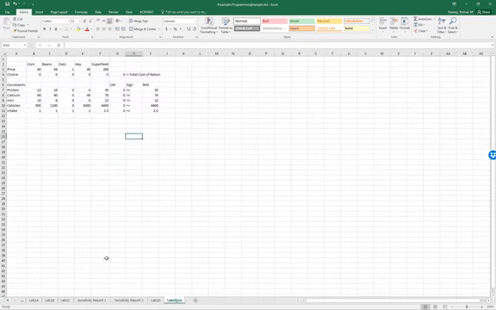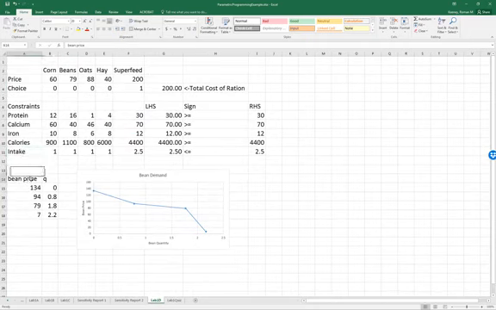And in fact, I've already calculated that down here. So I've got 4 values for the bean price, 4 values for the bean quantity, and then I plotted them here as bean price versus bean quantity. And those were the things I had in mind.